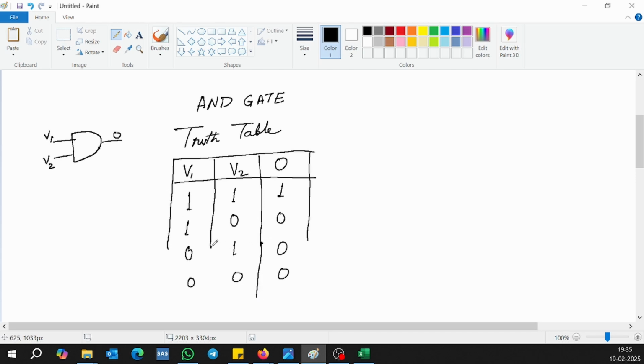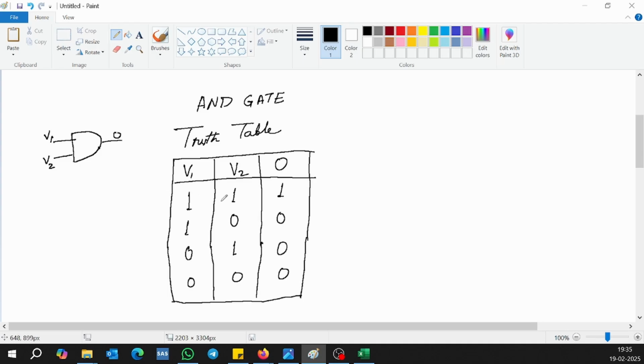This is the truth table. Truth table means nothing but the way this particular gate functions. These are called logic gates. NAND, NOT, OR, all these gates are called logic gates. So this is how they function.